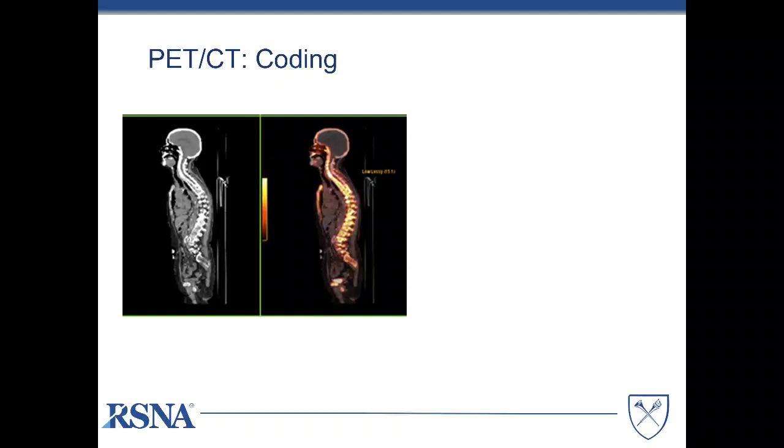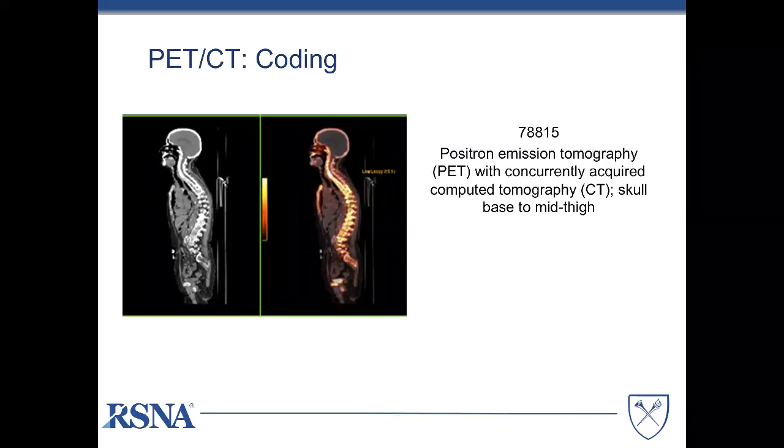Which CPT code or codes should be reported for our PET-CT? First, the CPT code 78815 is reported since it's more than a limited area but does not include the lower legs or feet.